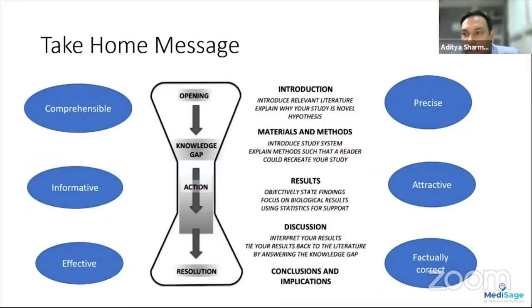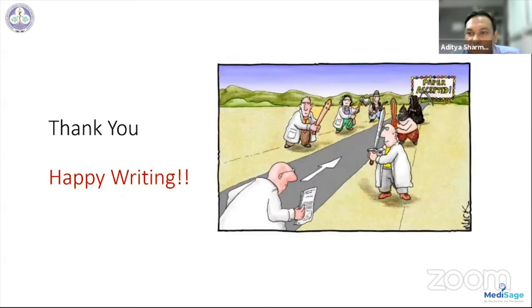So the take home message is that you have to be precise. Your manuscript has to be attractive, factually correct. It has to be comprehensible, informative, and effective. Follow the IAMRaTs. And whatever you may do, you have to go through a thorough peer review. And the journal you need to identify, that will be discussed in detail later.